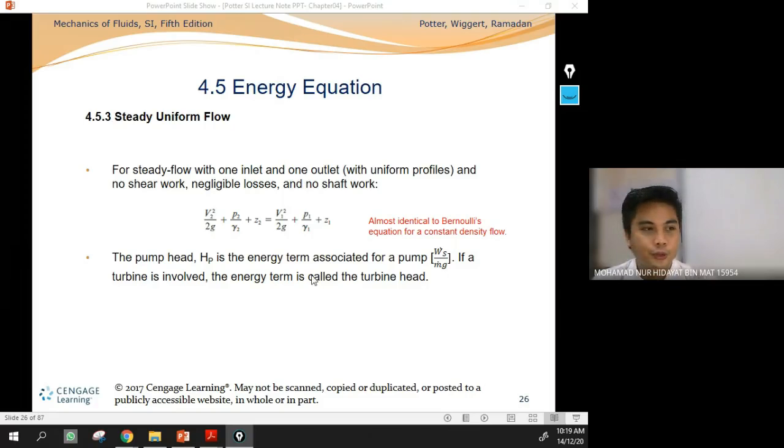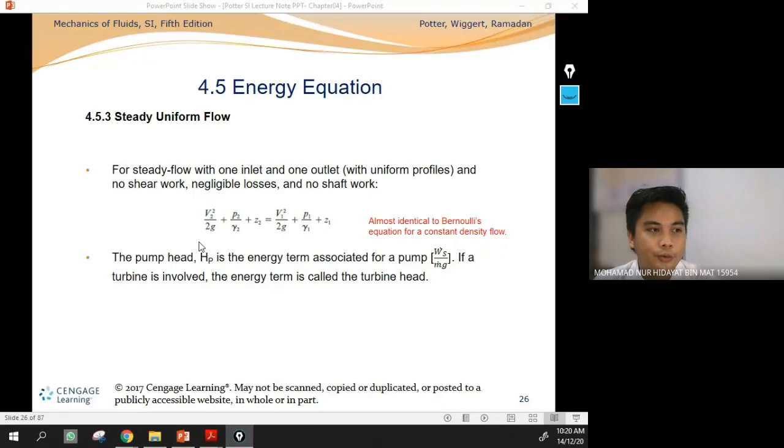So I hope you understand. So basically this is just derivation. I will show you the most very important formula that you need to remember. This is what we call the energy equation, or the Bernoulli equation, almost identical to the Bernoulli equation.